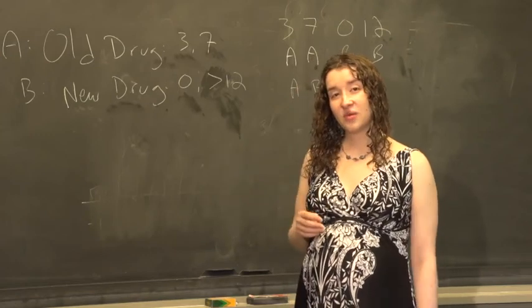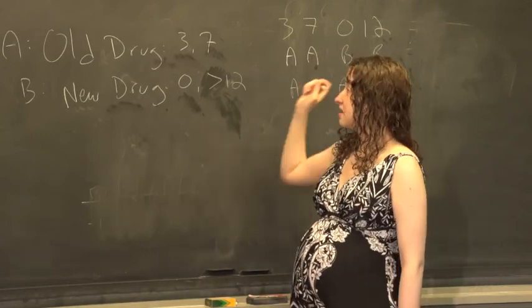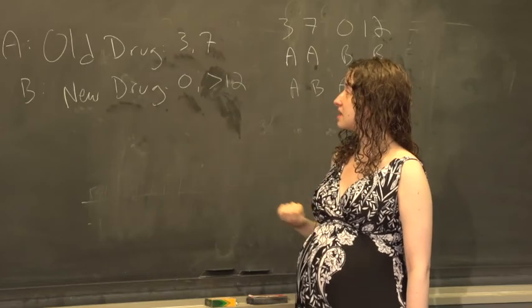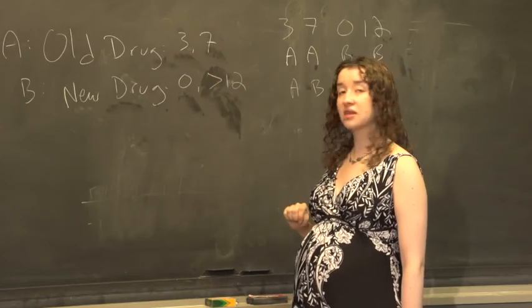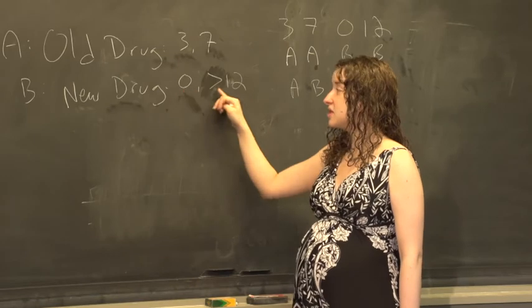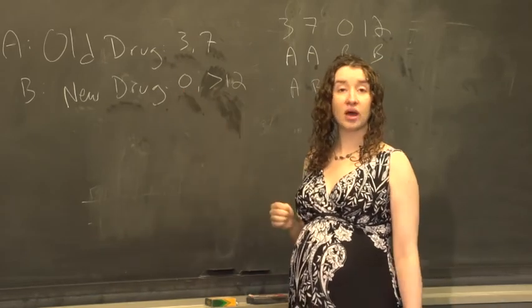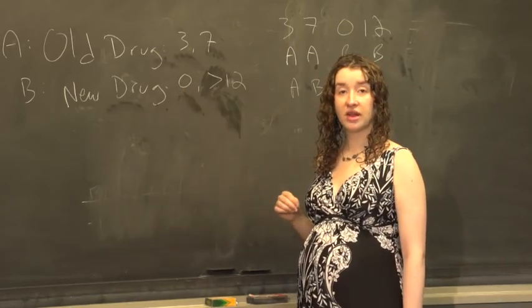The test statistic we've been using has been a difference in means. Maybe the mean number of months lived under old drug minus the mean number of months lived under new drug. But you can't take the mean of 0 and something bigger than 12, right? We don't know how to do that.